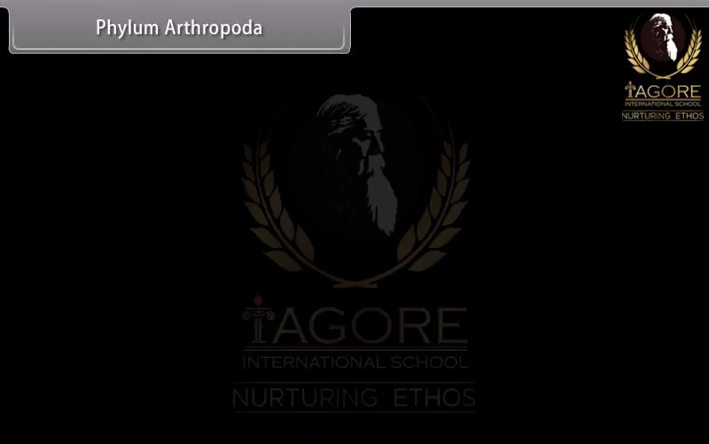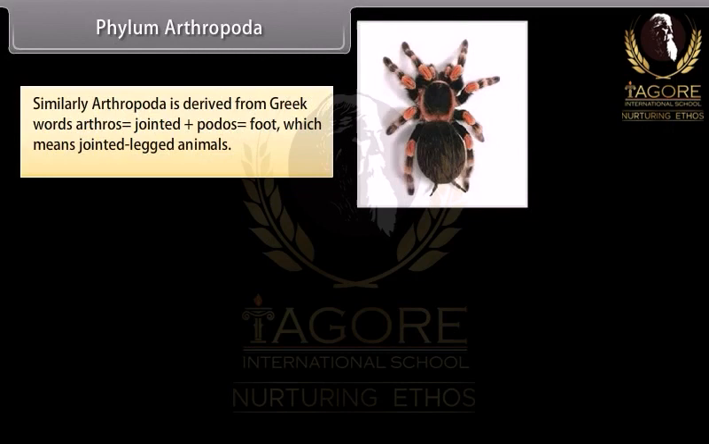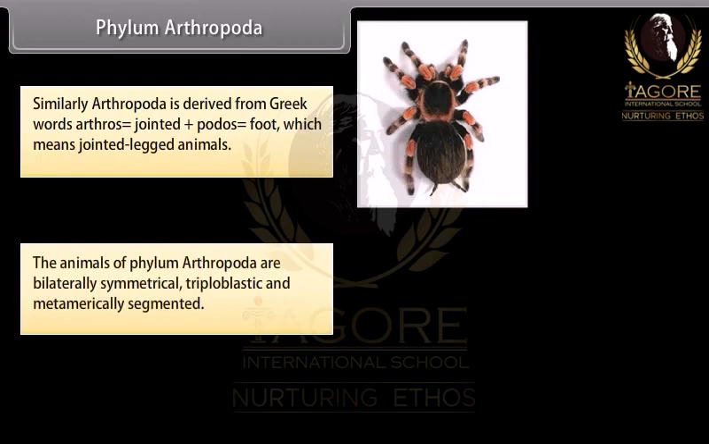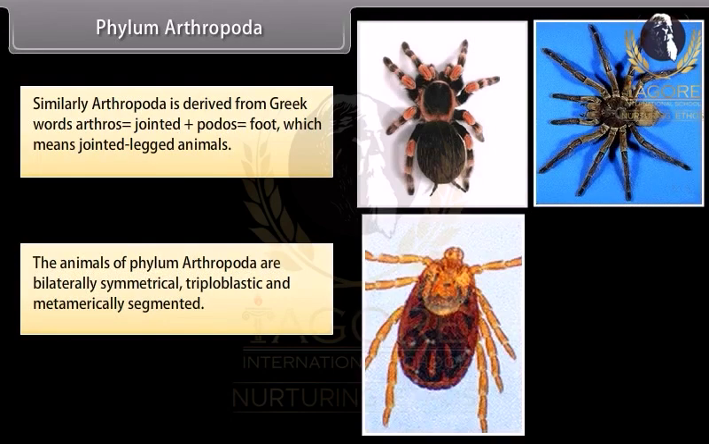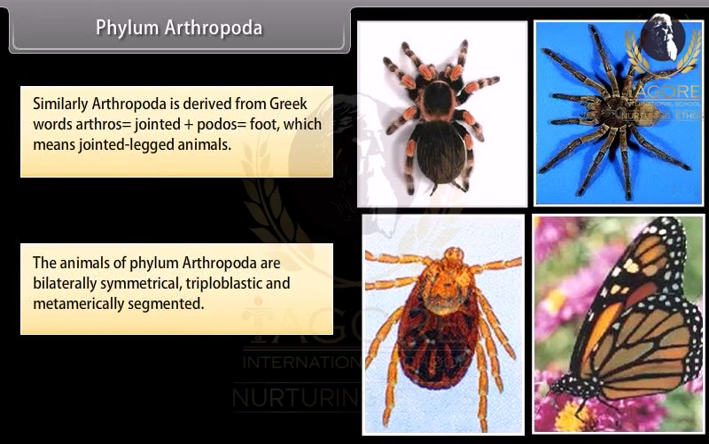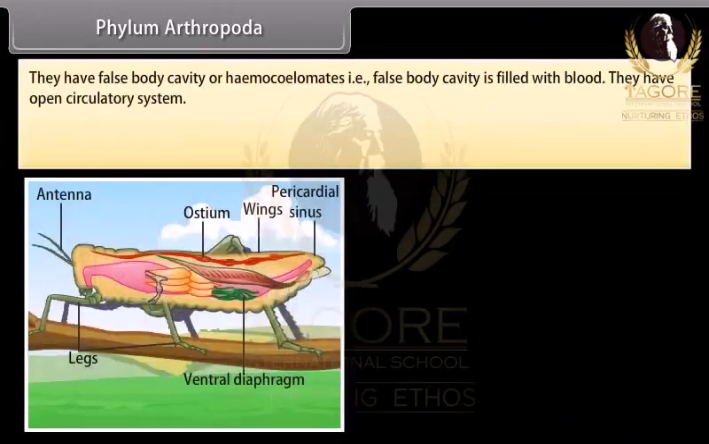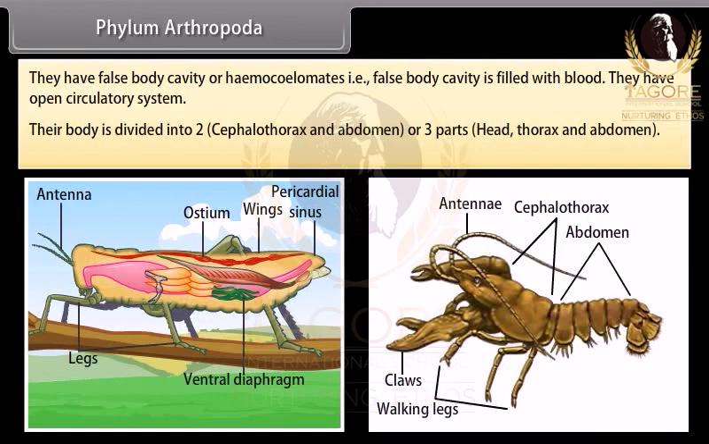Phylum Arthropoda. Similarly, Arthropoda is derived from Greek words arthros, which is jointed, plus podos, which is foot, which means jointed-legged animals. The animals of phylum Arthropoda are bilaterally symmetrical, triploblastic, and metamerically segmented. They have a false body cavity, or hemocoel, that is, the false body cavity is filled with blood. They have an open circulatory system. Their body is divided into two parts, cephalothorax and abdomen, or three parts, head, thorax, and abdomen.